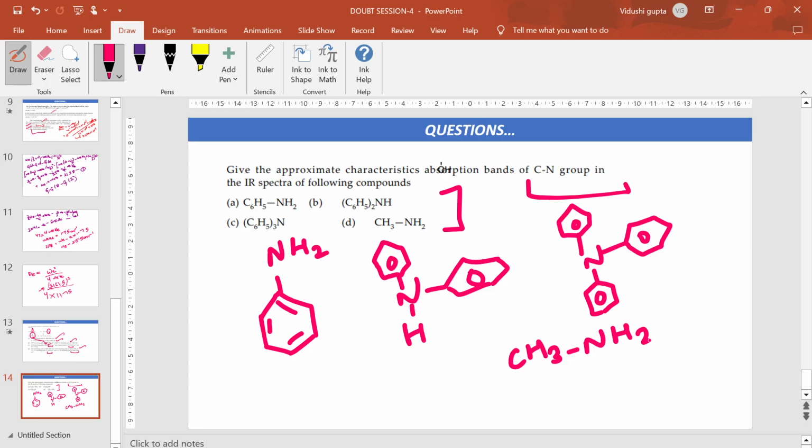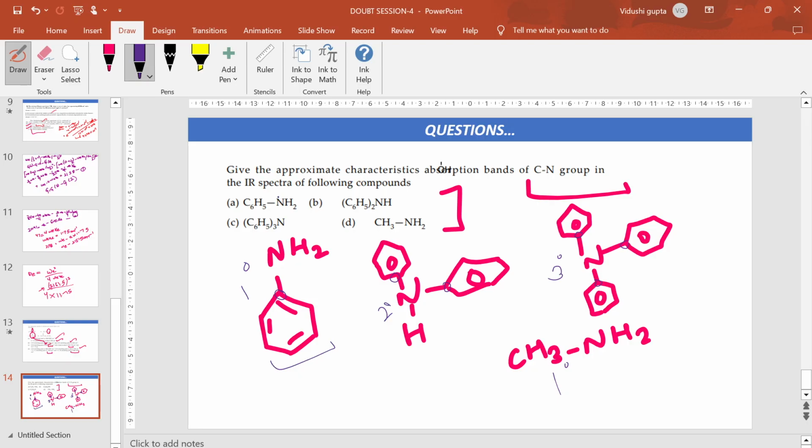Now tell me, what will be the characteristic of the absorption band of the CN group? See here, this nitrogen is attached to a single carbon. That means it is a primary amine. Here, the nitrogen is attached to two carbons. That means it is a secondary amine. Here nitrogen is attached to three carbons. It is a tertiary amine. However, this one is a primary amine but an aliphatic one, as the first was aromatic.